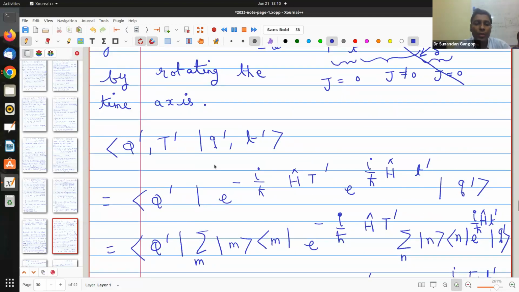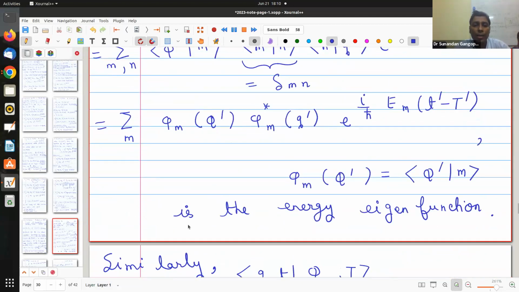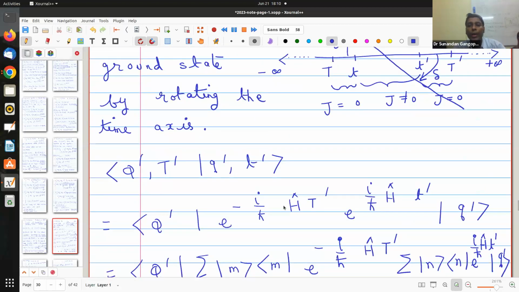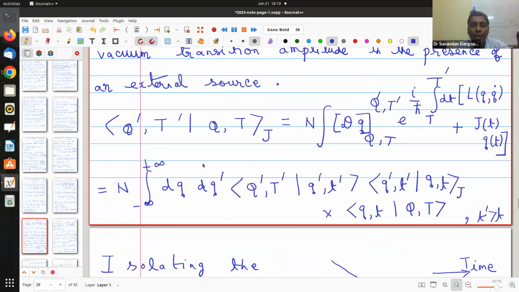So this particular object in the absence of the source is nothing but this, where phi_m as a function of q prime is basically the overlap of m with q prime. This is the energy eigenfunction. So we have computed one of the objects in this expression, which is this.